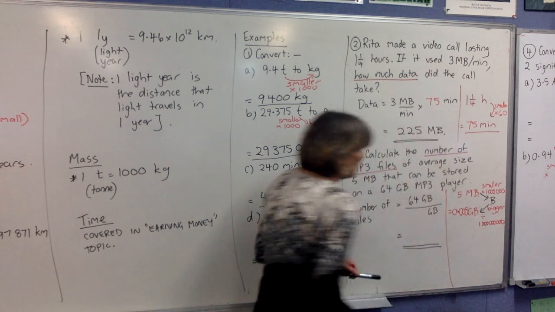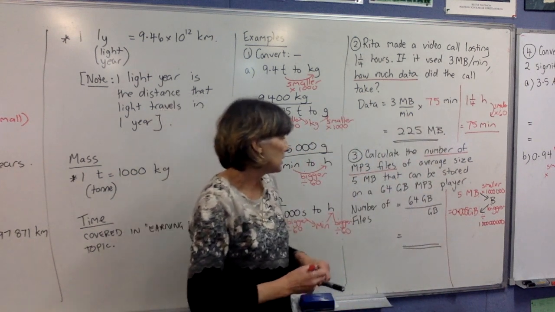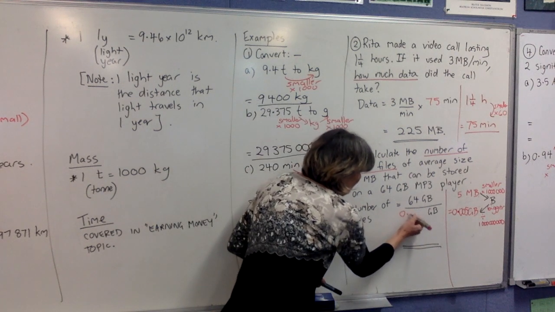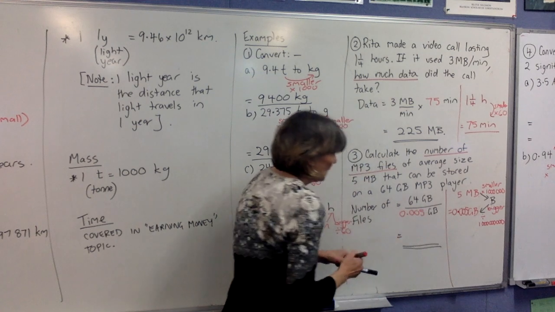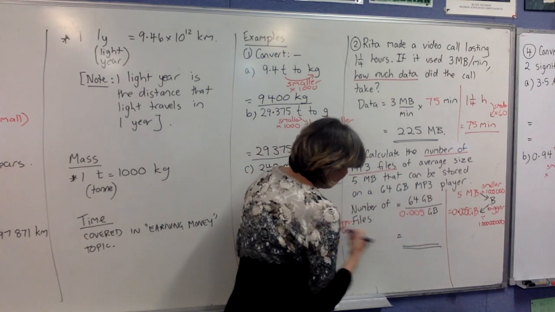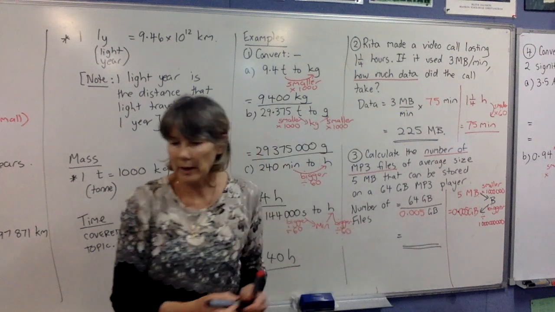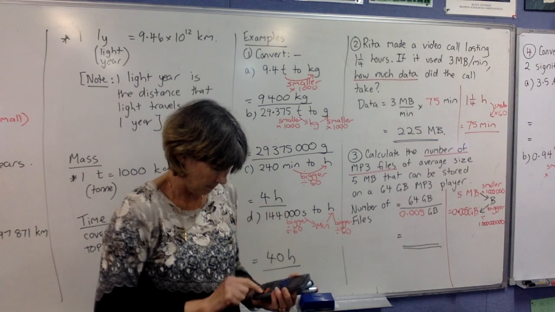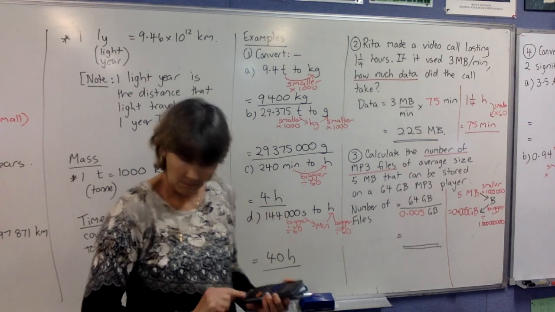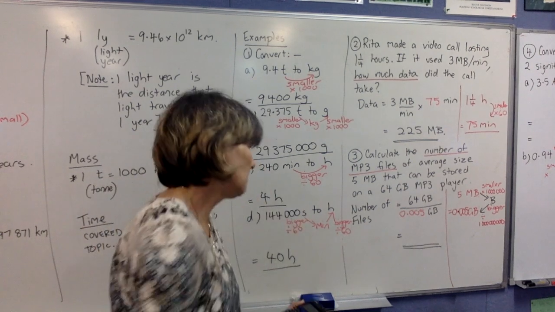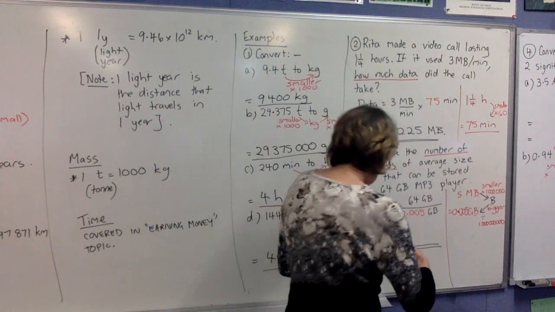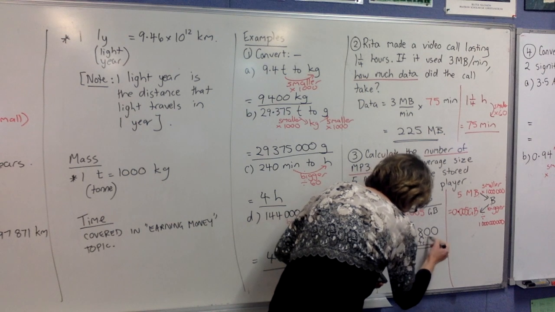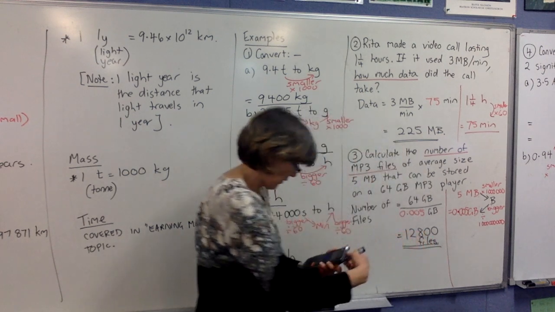just squeezing that in, hope you can see it, it's 0.005 gigabytes. That number goes in here now. And so now we're going to do this division on our calculator. 64 divided by 0.005. And we get an answer of 12,800. And it's the number of files, so we're going to write files after that.